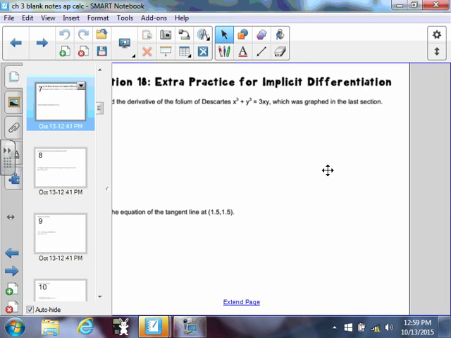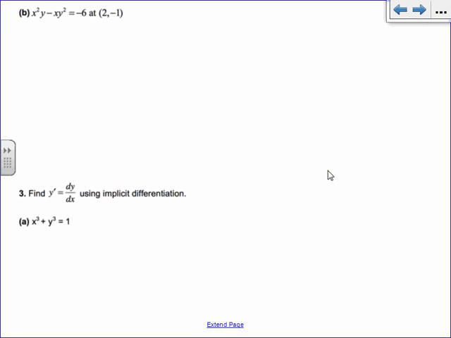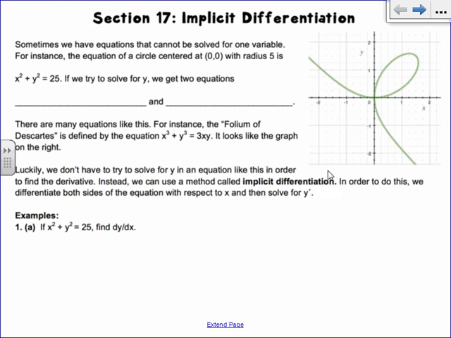All right, so section 18 is just a review of what we were doing yesterday, which is implicit differentiation. So part A, I think you guys probably all got. It says find the derivative of the folium of Descartes, which is x cubed plus y cubed equals 3xy. If you remember the folium of Descartes, there's a picture of it like that. Okay, just remember that picture.